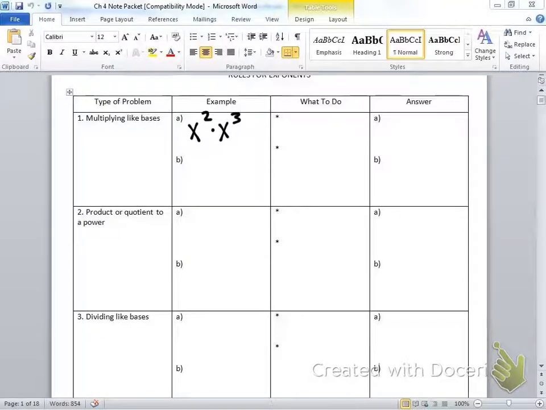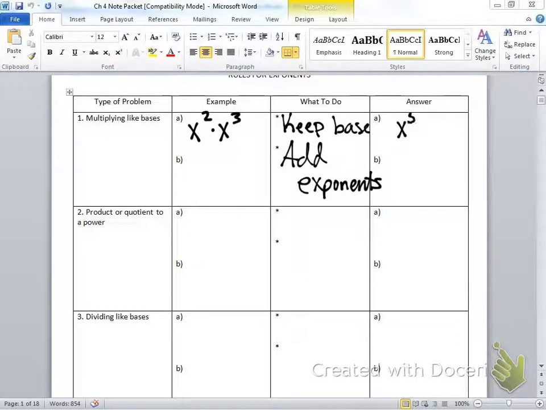So if I have a question like this, x to the second, x to the third, what do you add? The exponents. Good. So the first thing you want to do is keep the base, add the exponent. Okay, so what would the answer be to that? X to the fifth. Good. You just add the exponents, keep the base the same.